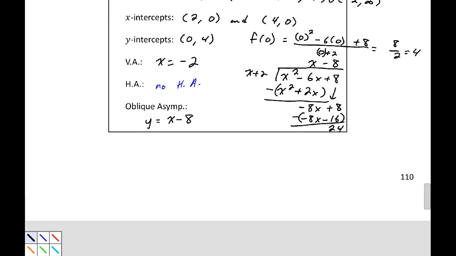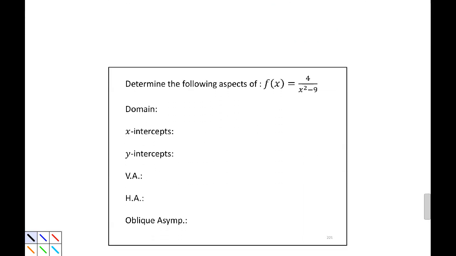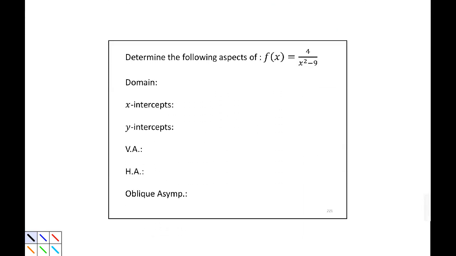All right, for our next example, determine the following aspects of the function f of x equals 4 divided by the quantity x squared minus 9. Let's first factor this. The denominator factors as x plus 3 times x minus 3, since it is a difference of squares. And the values that make our denominator equal to 0 are positive 3 and negative 3.